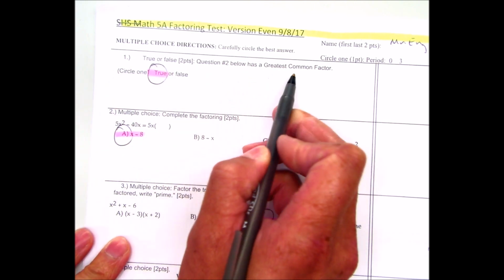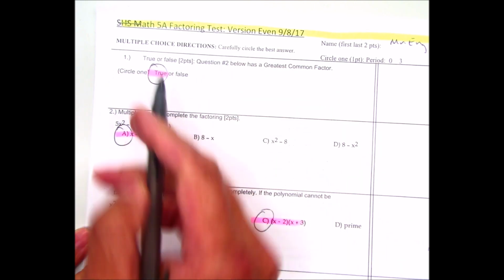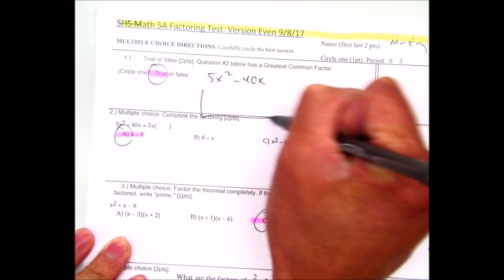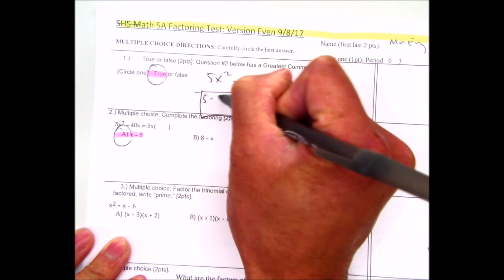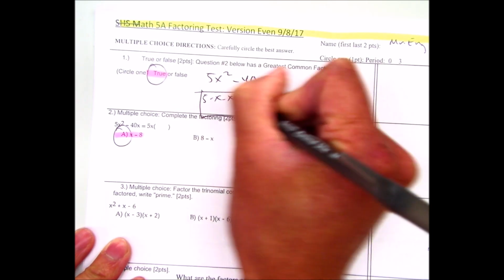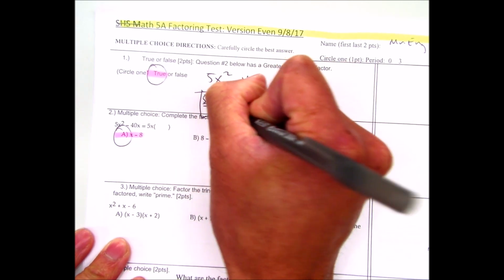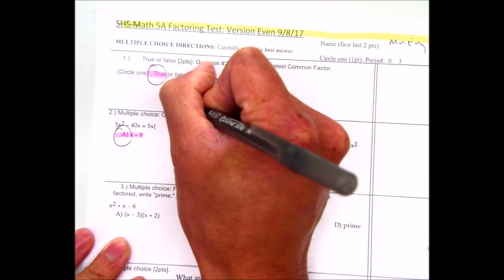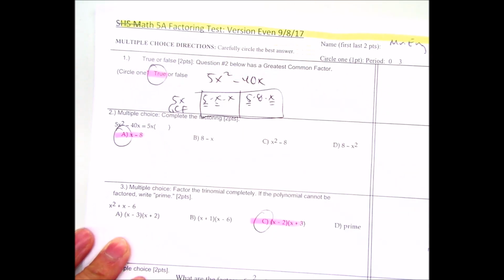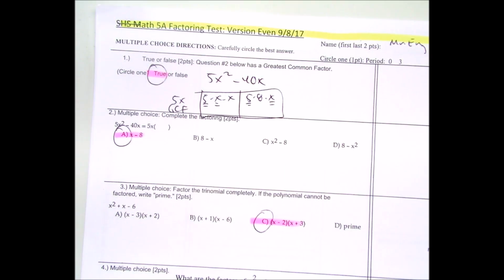Question number 2 has a greatest common factor. So I look down here, and I have 5x squared minus 40x. Remember, you can break those down into factors, so that would be 5 times x, and that would be 5 times 8 times x. And you'll notice that they have a 5 in common and an x in common. So that 5x is called your GCF. So the answer is yes, there is a greatest common factor.